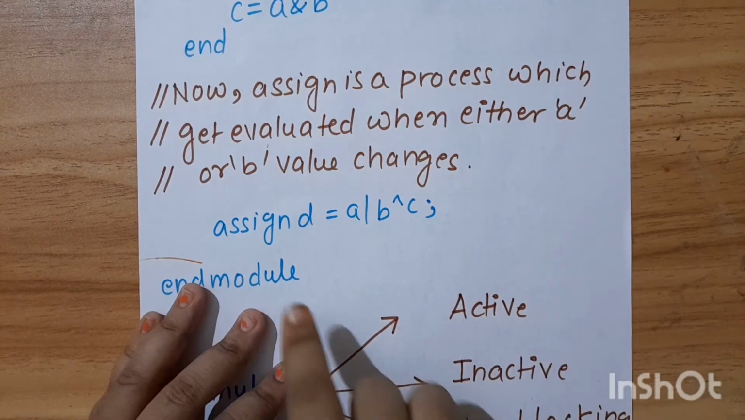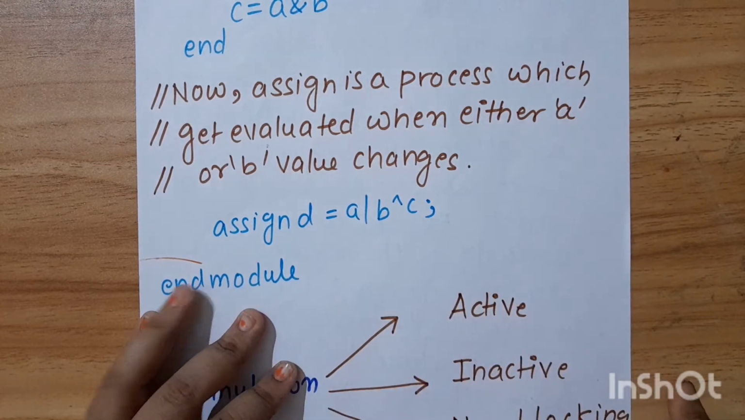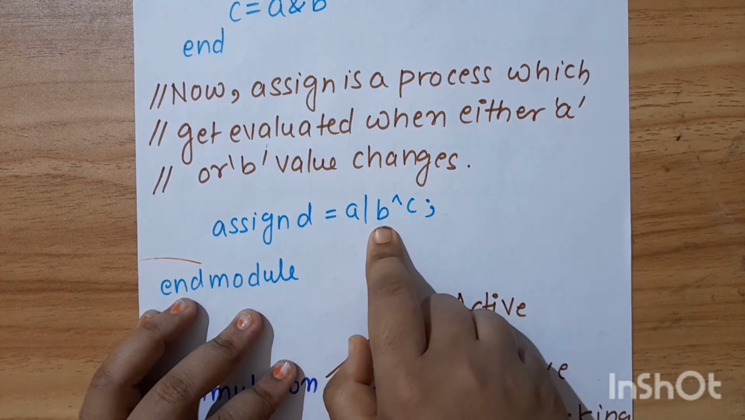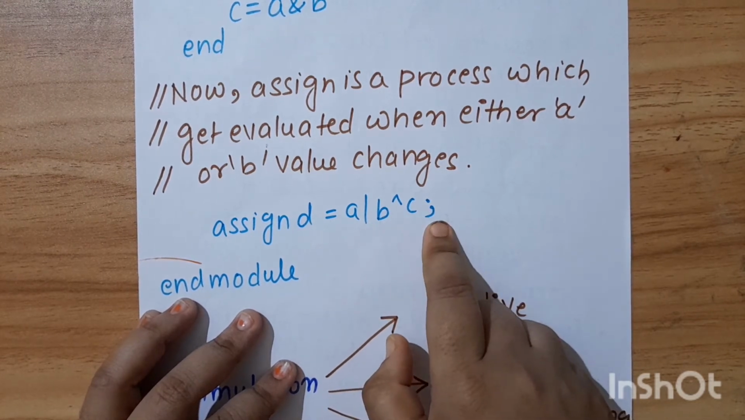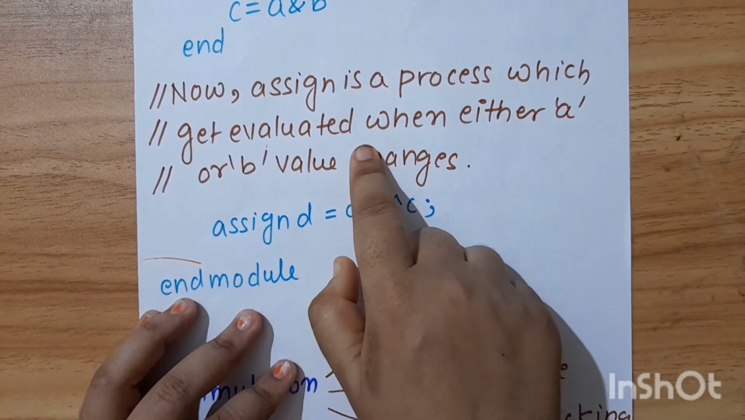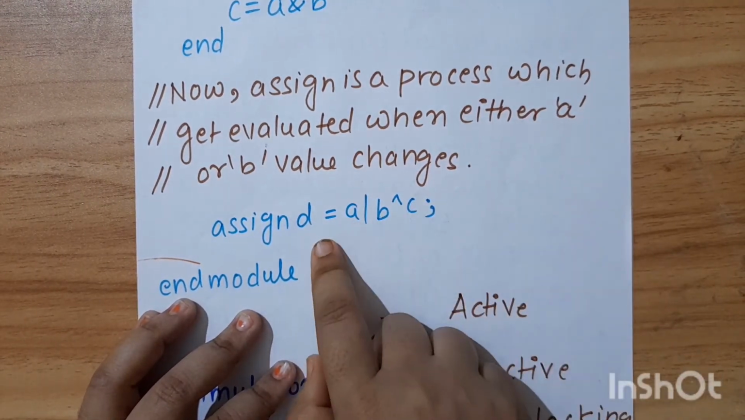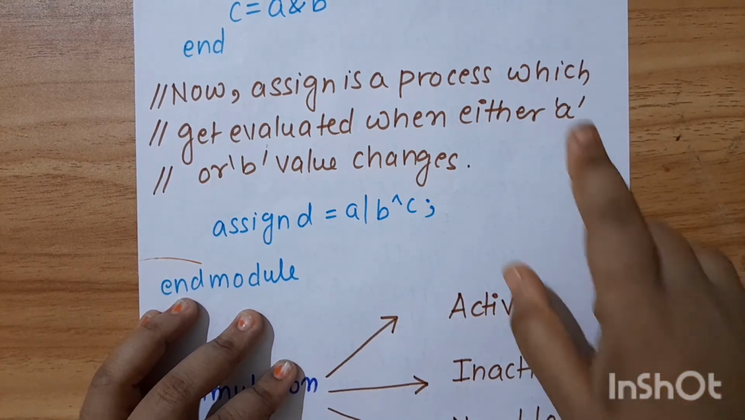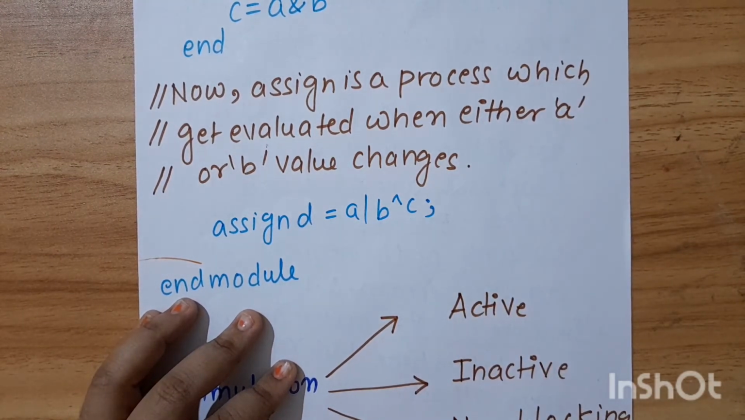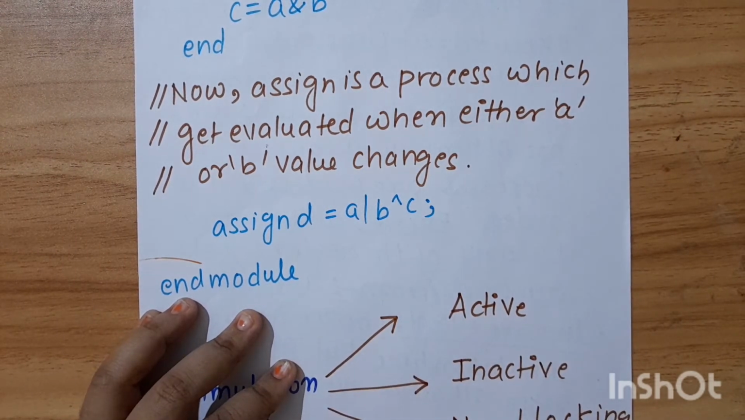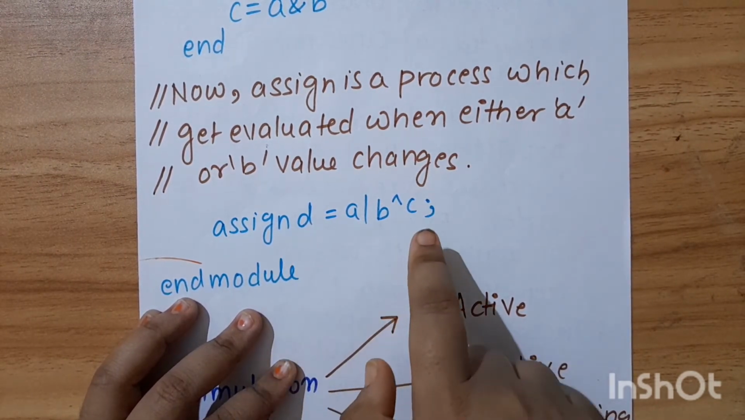Now in the code, I have an assign statement also. Assign D is equal to A or B XOR C semicolon. So now assign is a process which gets evaluated when either A or B changes value. Here also, whenever A or B changes value, this statement gets triggered. Please note here D has a dependency on C.